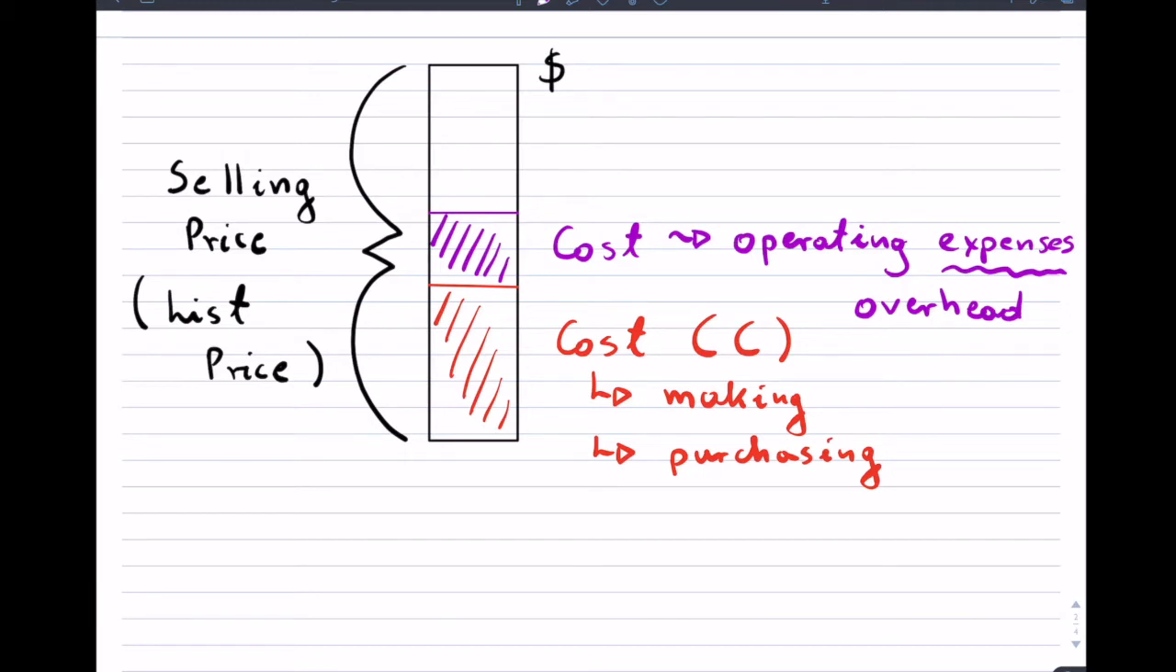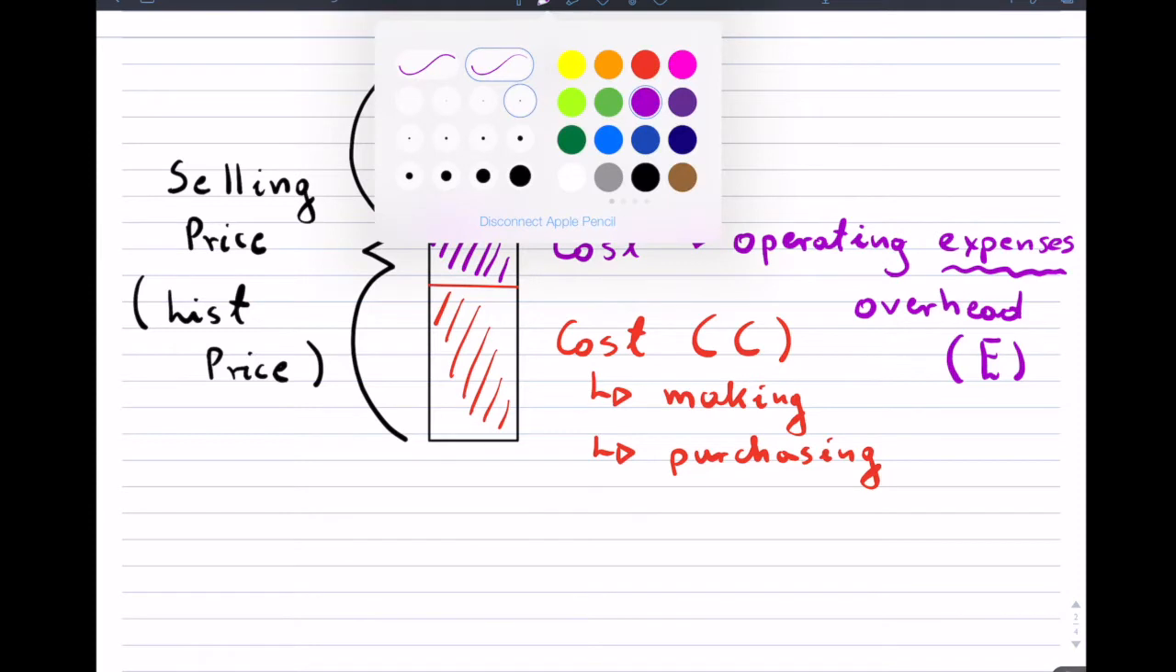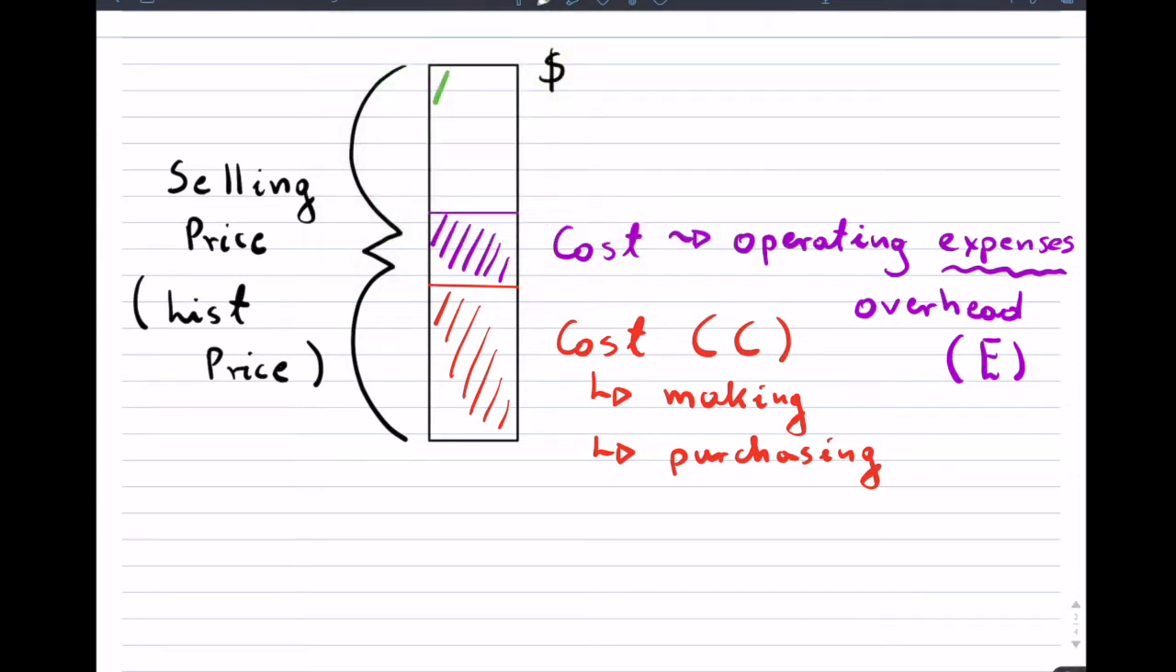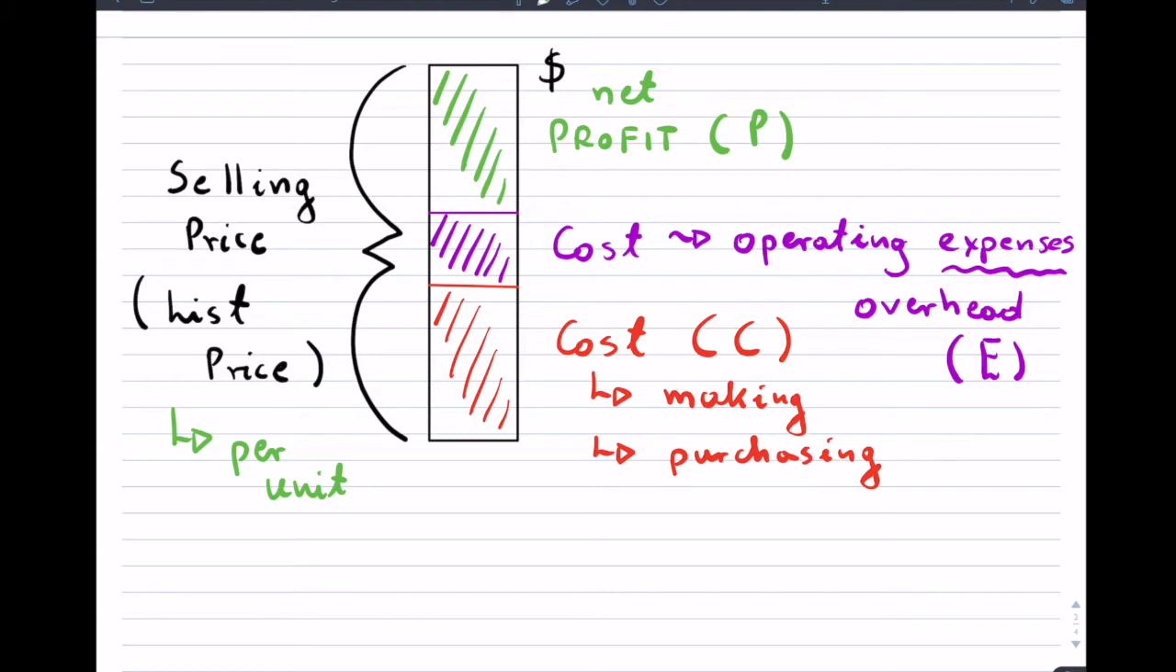That operating expenses or overhead, I will designate as capital E. Now, the remaining component, which again you are free to choose, is your profit that you will make. One thing I should mention is that I am referring to all of this on a per unit basis, so this is per one item. That profit, in terms of creating equations, will be just capital P. And that is the net profit, which will include the remaining piece of a selling price.